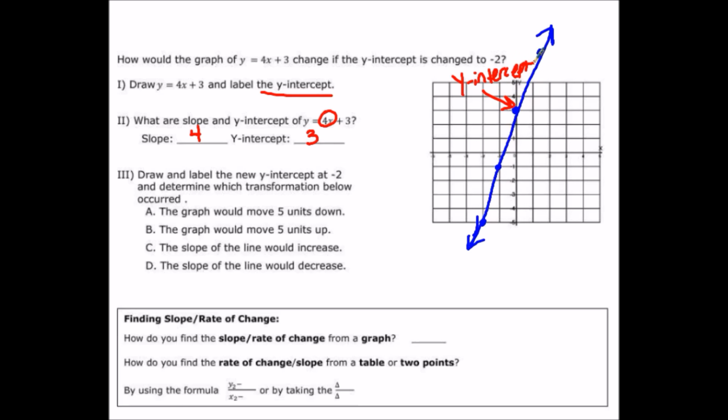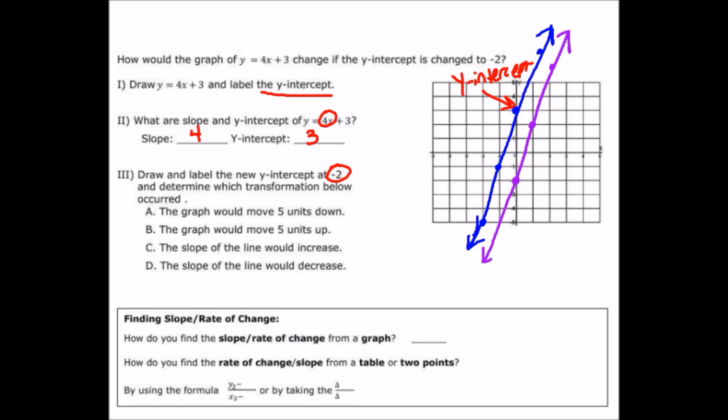Now it says draw and label a new y-intercept at -2 and determine which transformation below happened. So let's do purple. So my new y-intercept is -2, but it didn't say my slope changed. So I'm going to go up 1, 2, 3, 4 over 1, 1, 2, 3, 4 over 1, and so forth. So I connect the dots. And since my slope didn't change, you should have a parallel line. So let's see what happens to our graph.